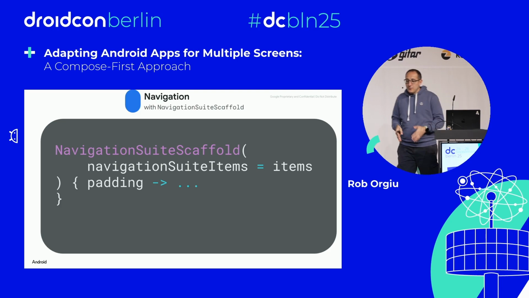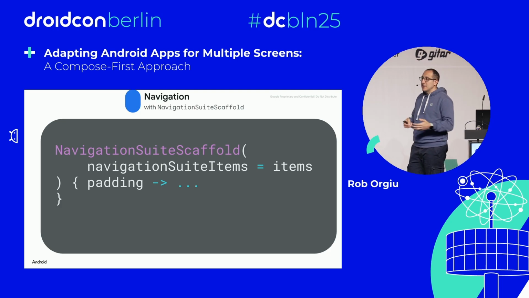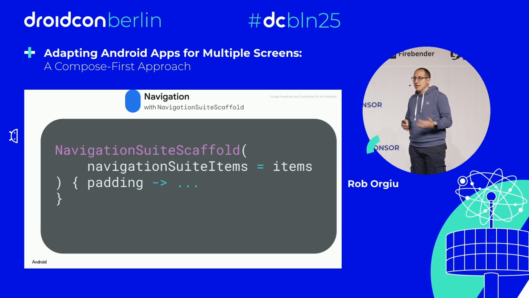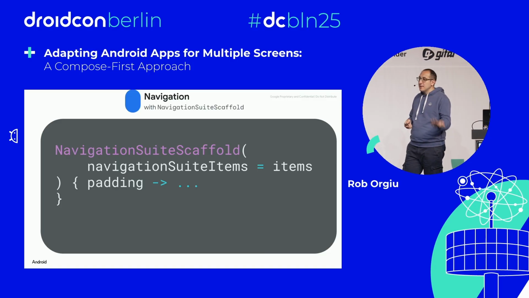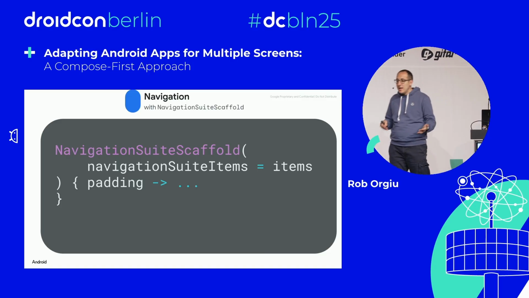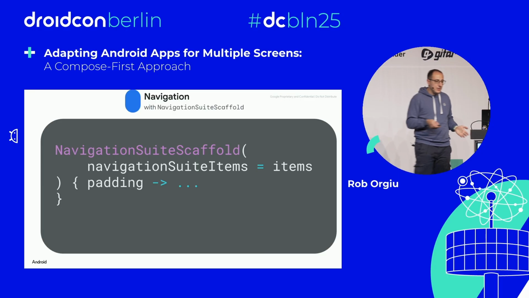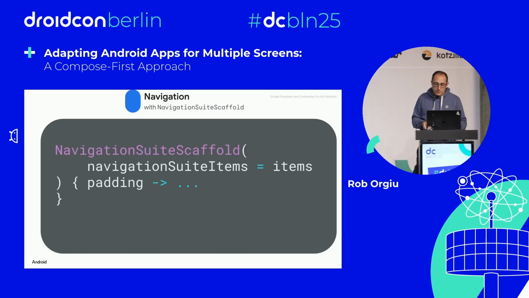The navigation suite scaffold is interesting because it will automatically switch your navigation based on the window size class. You don't need to check anything. You simply pass in the items, and based on how much space you have, it will put the navbar at the bottom or the navrail at the side. So it's actually fairly useful.